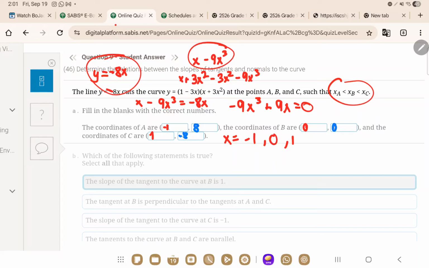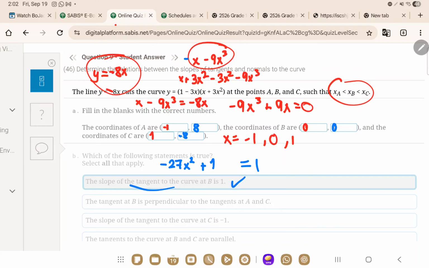Now, which of the following is true? The slope of the tangent to the curve at B is 1. So first you find the derivative of the curve, which is -27x squared plus 1. That's the derivative of this. Now what we do is substitute B, which is 0, as x, and 0 plus 1 equals 1. So the slope of the tangent to the curve at B is 1 is correct.